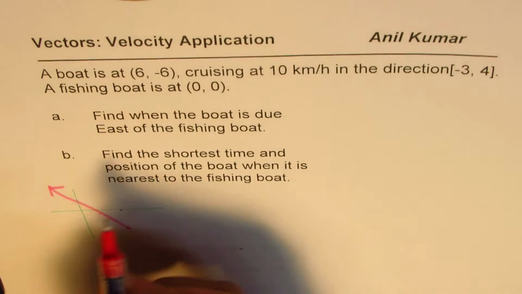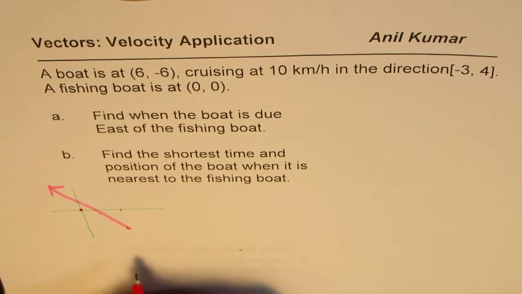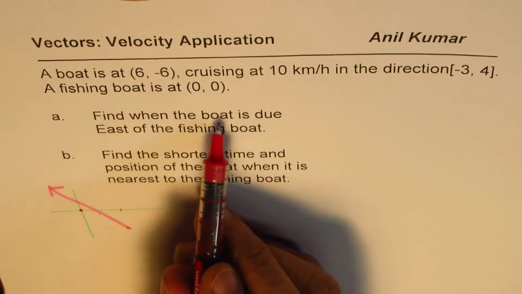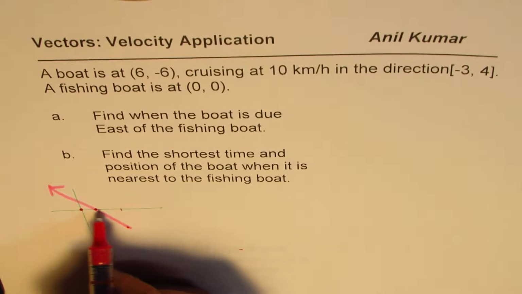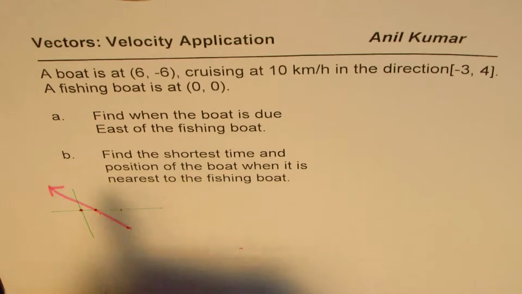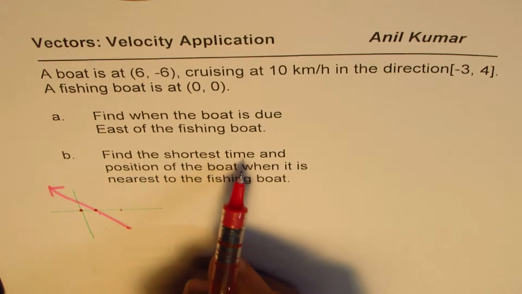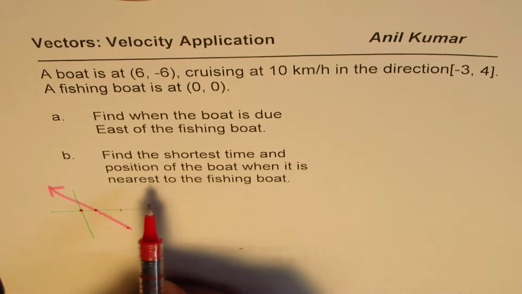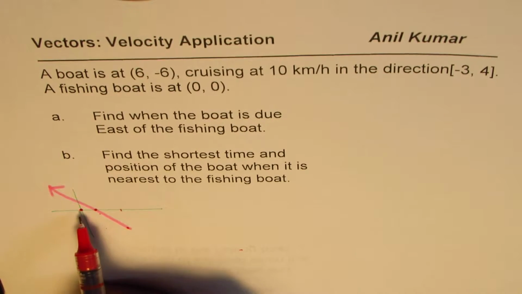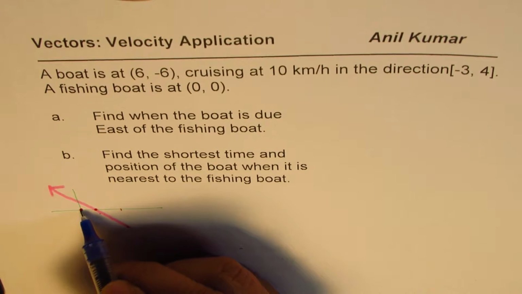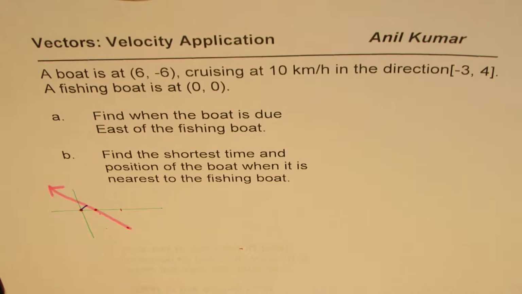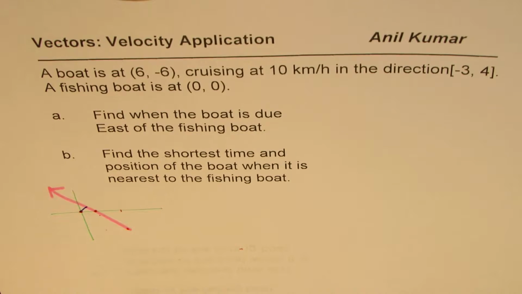A fishing boat is at (0, 0). So there is a fishing boat here at (0, 0). Find when the boat is due east of it. So at this point, the boat is east of the fishing boat. Do you understand? That's what we mean. The second part is to find the shortest time and the position of the boat when it is nearest to the fishing boat. Now this fishing boat is stationary, so it's important to understand that it's like a point. The shortest distance will be perpendicular to it, at right angles. So that's the whole concept. With this in view, I'd like you to pause the video, answer the question, and look into my suggestions.